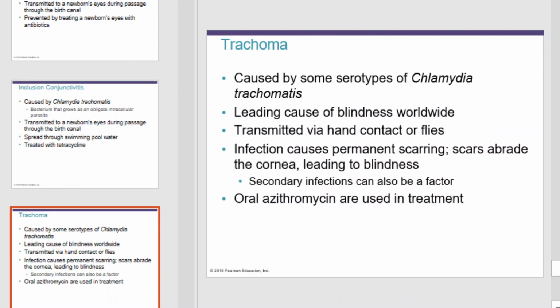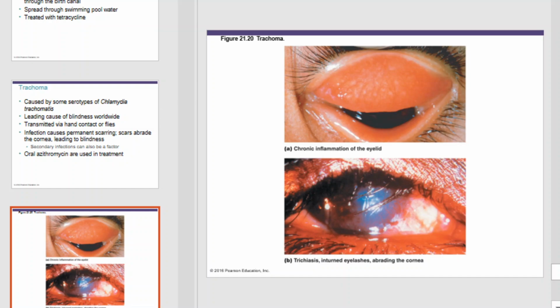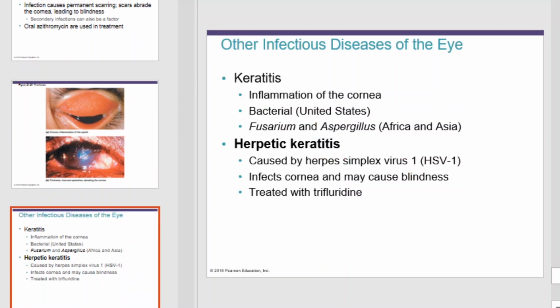Trachoma is caused by some serotypes of Chlamydia trachomatis. It is the leading cause of blindness worldwide, transmitted via hand contact or flies. Infection causes permanent scarring. The scars abrade the cornea and lead to blindness. This is what trachoma looks like. Other infections of the eye include keratitis and herpetic keratitis.